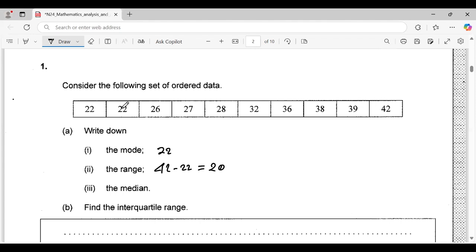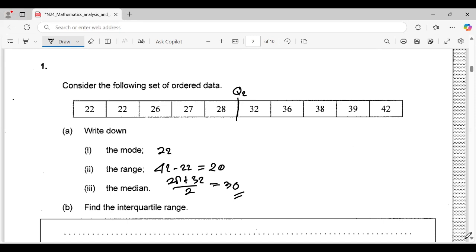Median: 1, 2, 3, 4, 5, 6, 7, 8, 9, 10. 10 data points, minus 1. 1, 2, 3, 4, 5. Here is the median, or Q2, the second quartile. Okay, and the median is 28 plus 32 over 2, which is 30. So the median is 30.